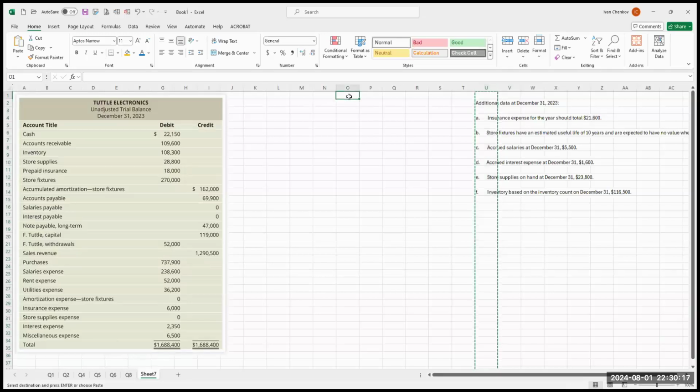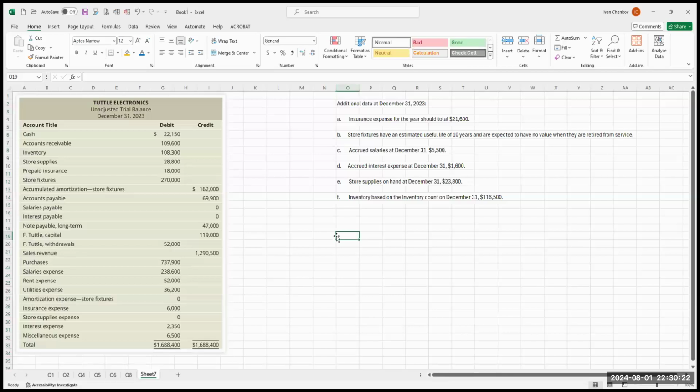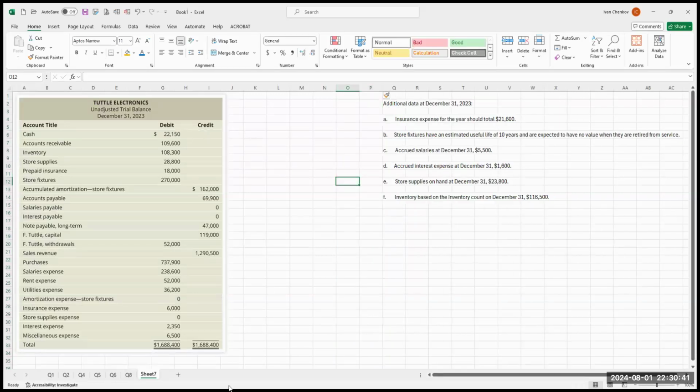So let's start first with this information that we have available. This is the additional information. As you can see, we have cash, accounts receivable, all those accounts. The question is, those events, A, B, C, D, E, F, how are they going to affect those balances here? First thing you should know, cash is never going to be affected. Why? Because cash is not involved in adjusting entries. For everything else, we have to figure it out.